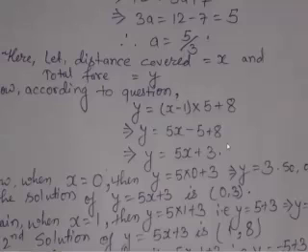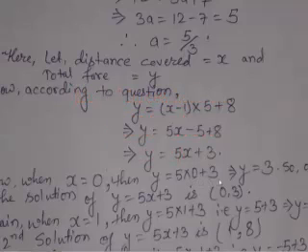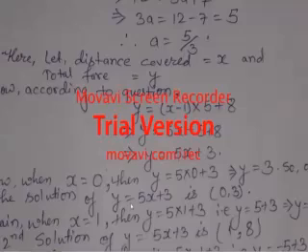Now we have to plot this on the graph. I have assumed x as 0. If x is 0, then y = 5 into 0 plus 3. 5 into 0 is 0 only, so y = 3. When x = 0, y = 3. So one solution of y = 5x + 3 is (0, 3).